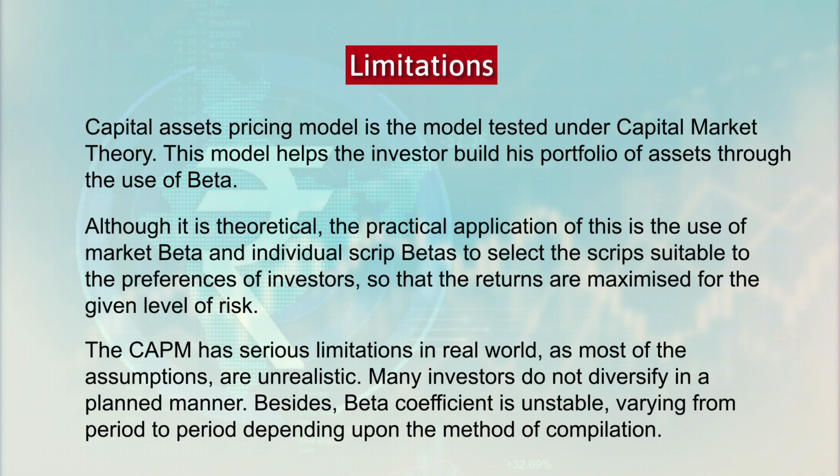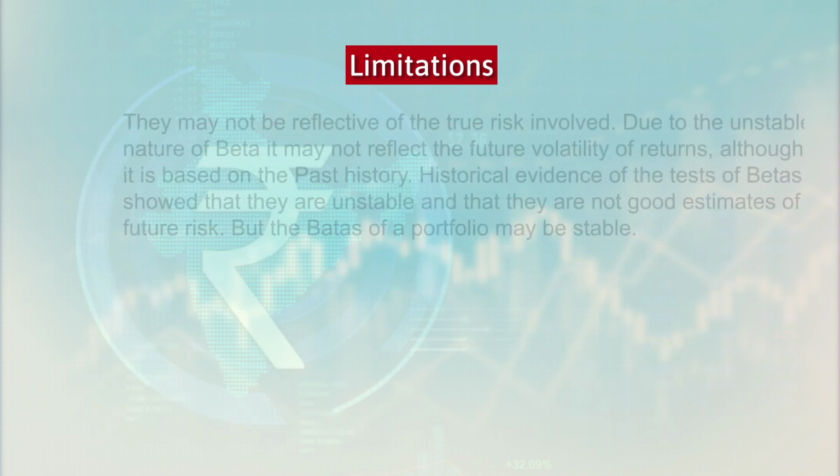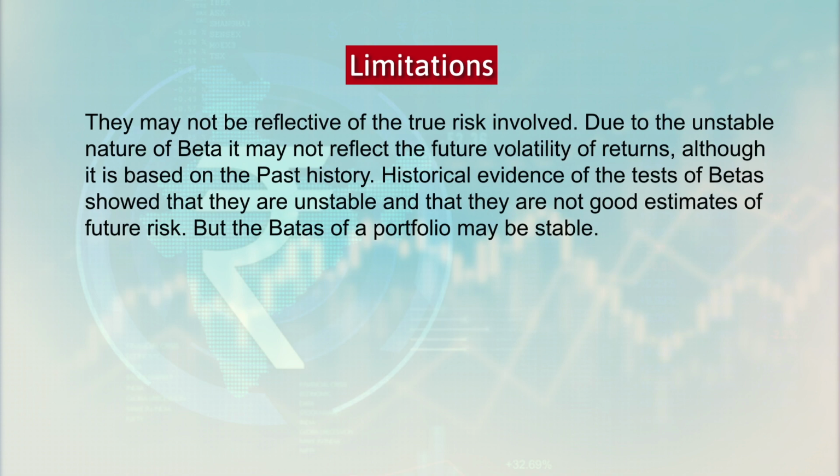that have been mentioned are quite unrealistic. Many investors do not really diversify in a planned manner. Besides, beta coefficient is unstable. It varies from period to period depending upon the method of compilation. They may not be reflective of the true risk involved in the real world. And due to the unstable nature of beta, it may not reflect the future volatility of returns, although it is based on past history. Historical evidence of the test of betas show that they are unstable and that they are not good estimates of future risk.